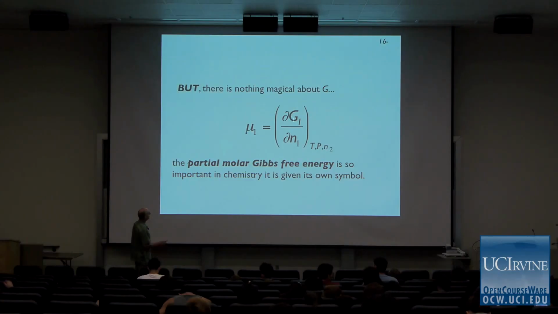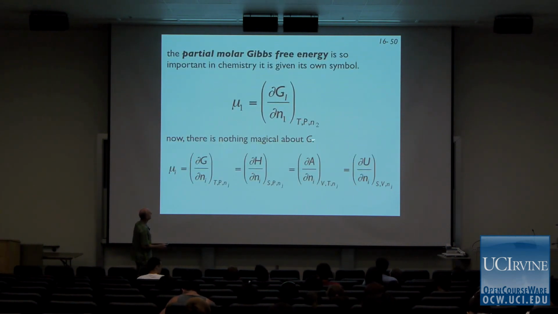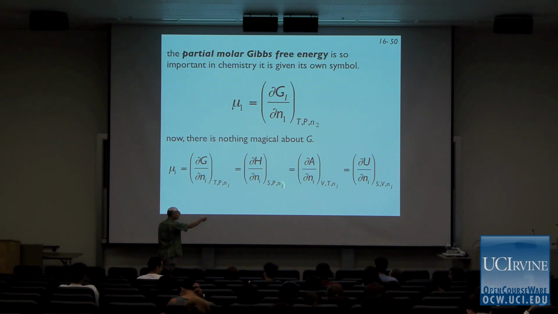Okay. So, we use the Gibbs function here. We express the chemical potential in terms of the Gibbs function. It turns out that you could equally well express this chemical potential in terms of the enthalpy, the Helmholtz energy, or the internal energy. It can be defined with respect to any of those parameters if you satisfy these conditions of constant volume and temperature, entropy and pressure, and so on and so forth. The number of moles of the other components in the system, other than i, are also held constant when you evaluate this partial derivative.